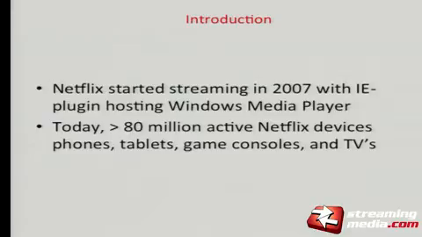But today, Netflix has more than 80 million active devices. We're on phones, tablets, game consoles, smart TVs. Pretty much if you buy a connected device, it's going to have Netflix on it. Certainly if you're going to buy any Blu-ray player, any connected TV, anything at a store, it's almost a given that it's going to have Netflix. In fact, Netflix is even starting to show up on remotes.